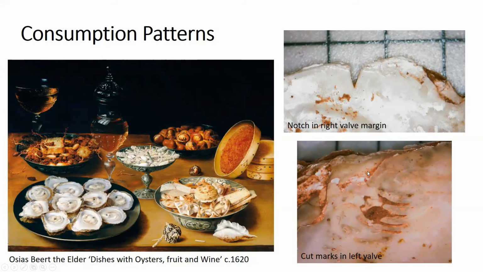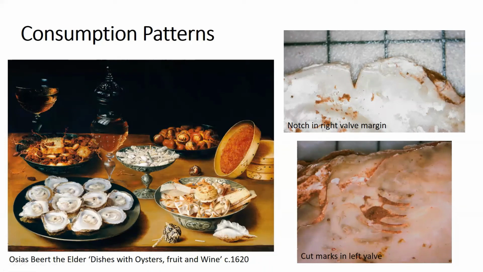Now, it's harder to find evidence of how they were eaten, because if they were just popped out of the shell and thrown into a stew, then we're not really going to be able to see any evidence of that on the shell. However, we do have some evidence that maybe they were in fact being eaten raw, contrary to the popular opinion at the time. And this evidence comes in the fact that, if you remember, I said there were more left valves in the assemblage than right valves.